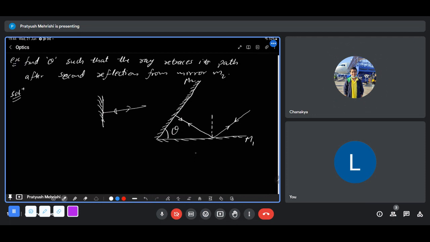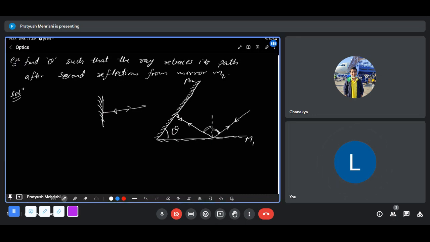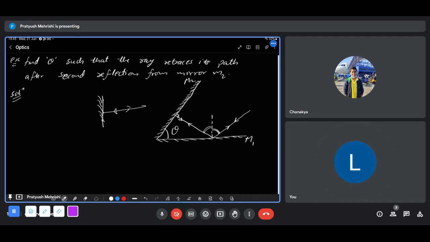For this, this angle should be 90 degree. Is it not? Yes, it is 90 degree. And we all know that this angle is equal to this angle. Both are the angle of incidence, is it not? Yes. Both are the angle of incidence. Okay. Now, can you solve it? Yes.